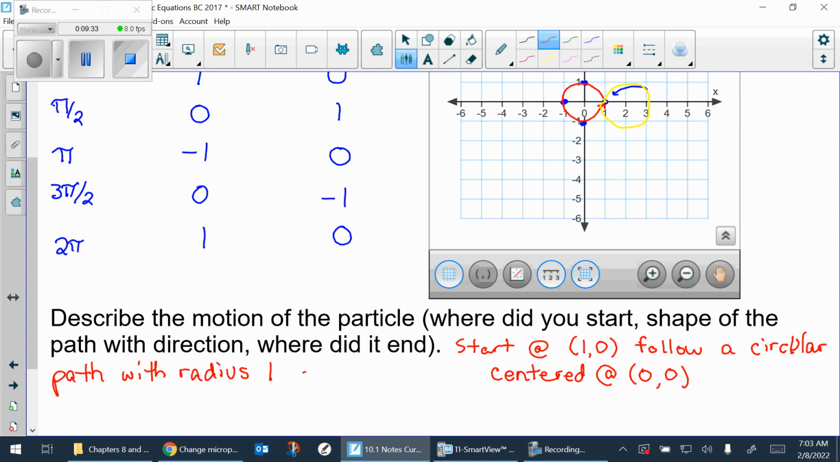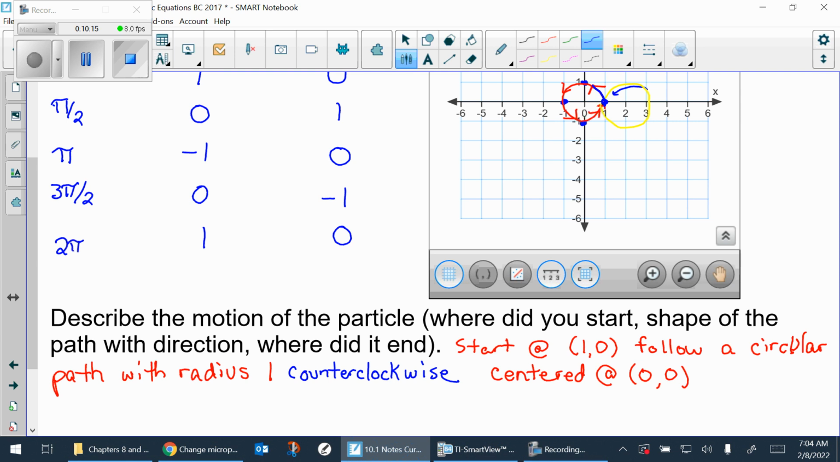Now, it's important that I go in this direction the whole time, and I better indicate that I want to go in that direction. So in this suspicious space, I think I'm putting the word counterclockwise. And now, does that limit me to exactly that red path? If we start at 1, 0, we follow a circular path of radius 1, counterclockwise, and this path is centered at 0, 0.